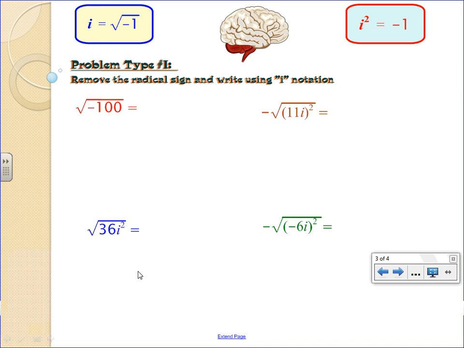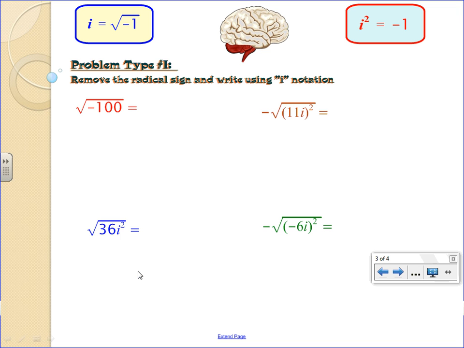All right, hello everybody. This is a little lesson demonstrating one of the two kinds of problems that we can do involving imaginary numbers. We've been talking about imaginary numbers a little bit in class, and there's basically two different problem types I can give you. And in this video, I'm going to outline the first type. Problem type number one involves taking a square root, a radical that is going to come out imaginary, and writing it using i notation.